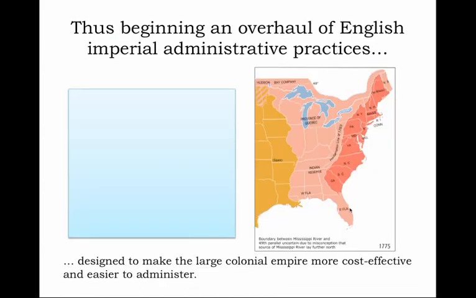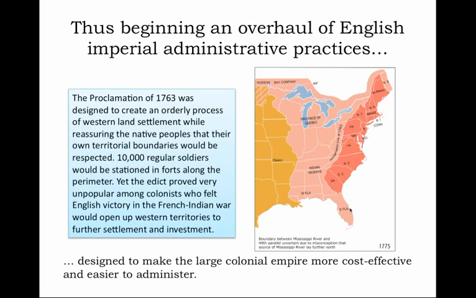In fact, so serious an administrative challenge and financial challenge did the British face that they realized that an entire overhaul of English imperial administrative practices was necessary to make the large colonial empire more cost-effective and easier to administer. And one of the critical reforms introduced by Parliament in England was known as the Proclamation of 1763, designed to create an orderly process of Western land settlement while reassuring the native peoples that their own territorial boundaries would be respected.